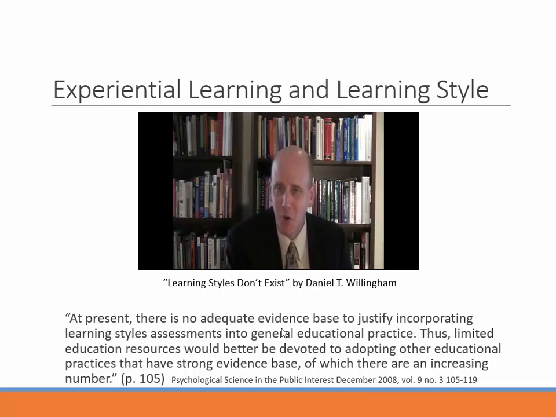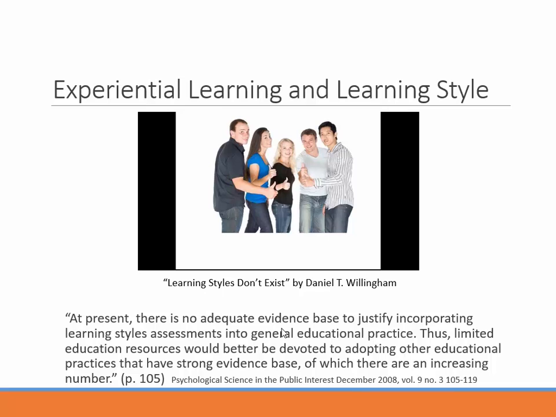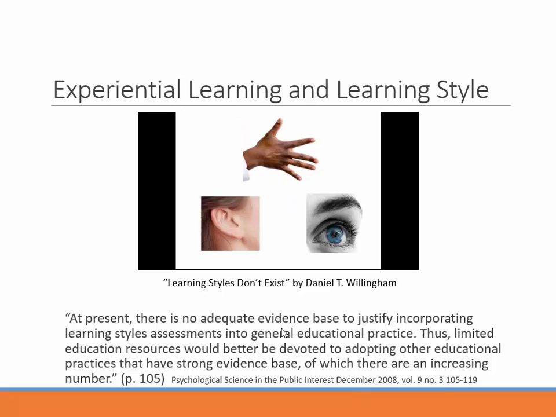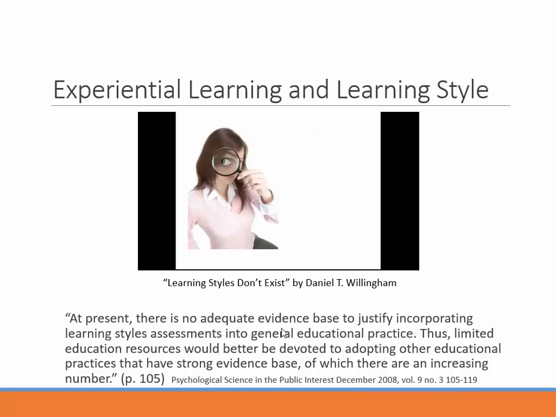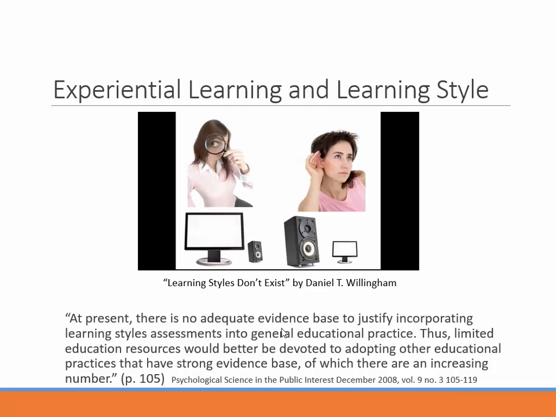Okay, so if the theory is wrong, as I'm claiming, why does it seem so right? One reason is that everyone believes it, not just teachers. The theory is accepted by about 90% of the students at the University of Virginia. Second reason people believe it is that something close to the theory is right. People can learn in different ways, and some people are especially good at learning certain types of information. But the specific predictions of the theory and the way that you would apply it in the classroom are wrong.